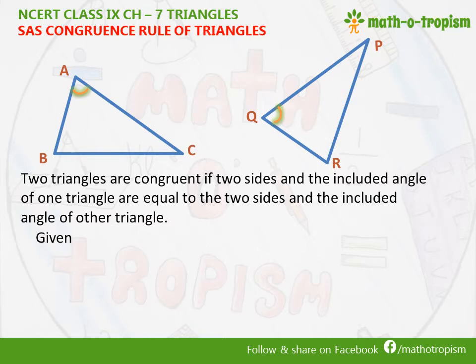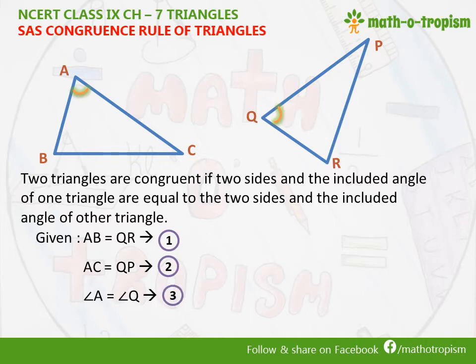So in the given sum, if they have given that AB is equal to QR, we'll keep as equation 1. Then we have AC is equal to QP, which is equation 2, and angle A is given as equal to angle Q, which is equation 3. So we can see that the two sides and the included angle are equal. So these two triangles are congruent. Next comes the part of naming the congruent triangles. So always start with the angles.